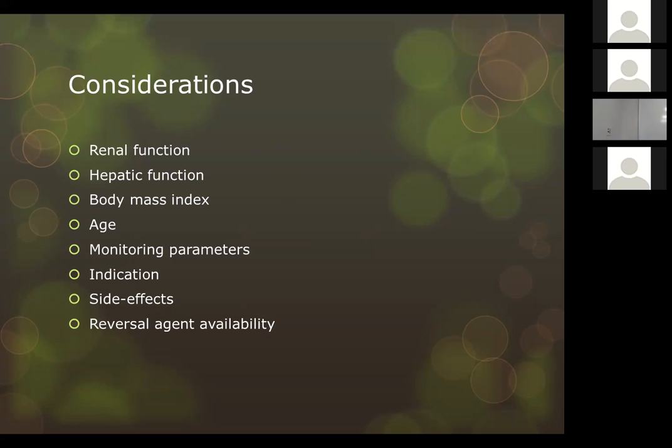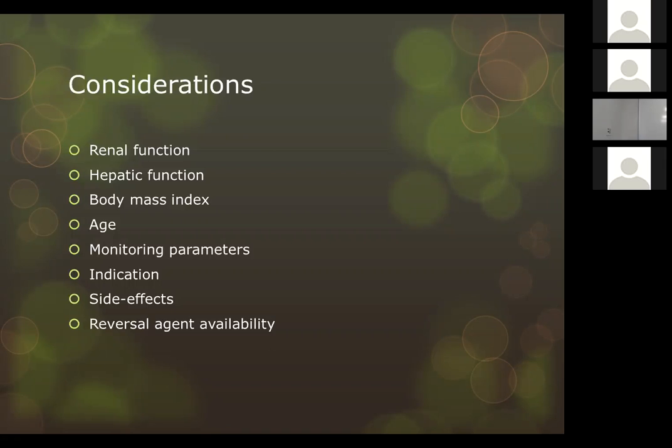So monitoring parameters, I talked about some of them, obviously. Anti-factor 10A or APTTs for enoxaparin, for Lovenox can be used, at least the anti-10As can. For heparin, we can use either one of those, with the anti-10A factor being more important. And then we obviously want to look out for bleeding or any kind of heparin-induced thrombocytopenia, especially with heparin, or to a lesser extent, enoxaparin.